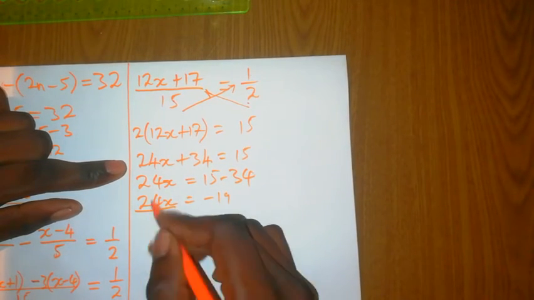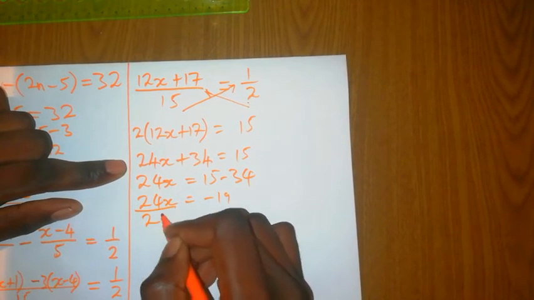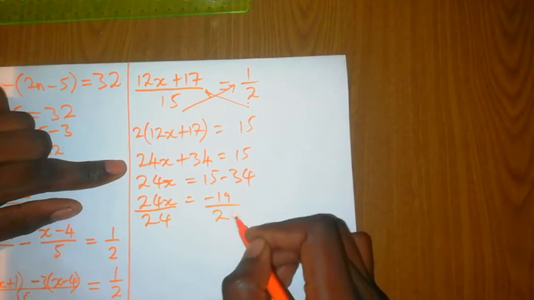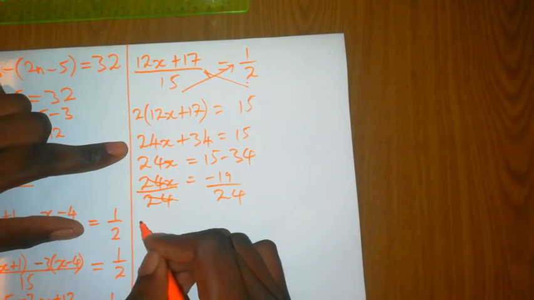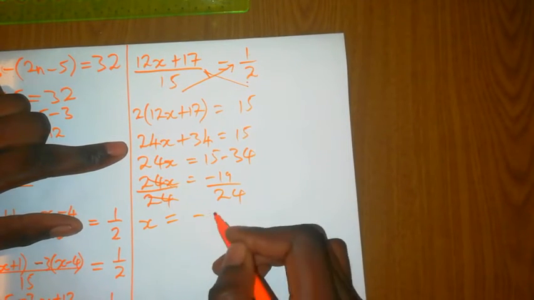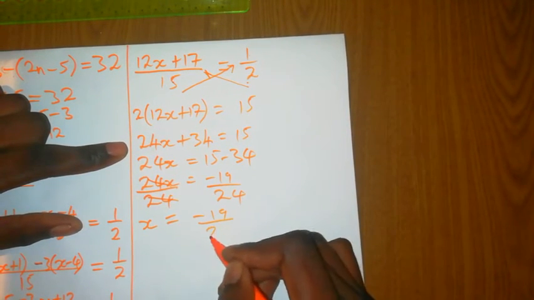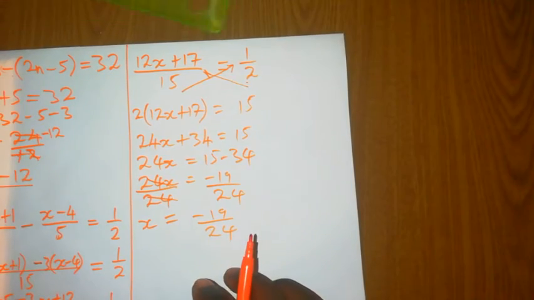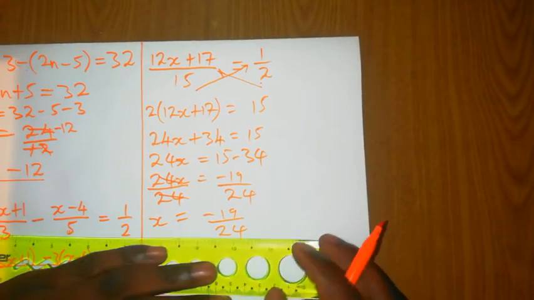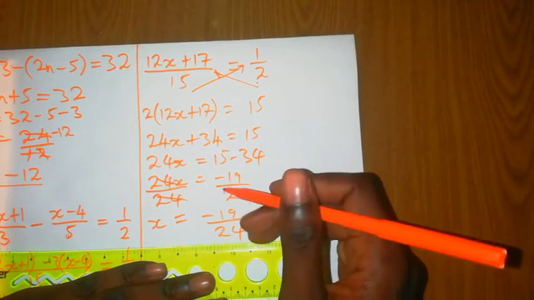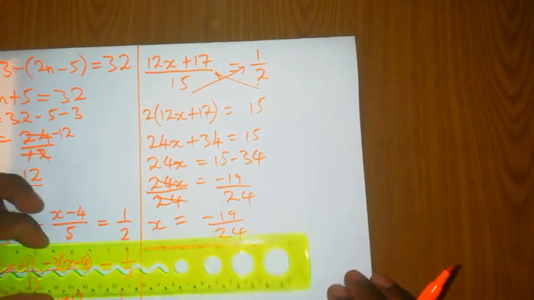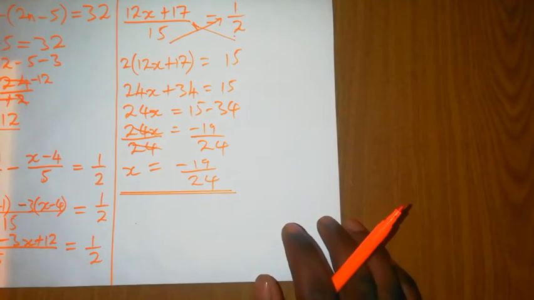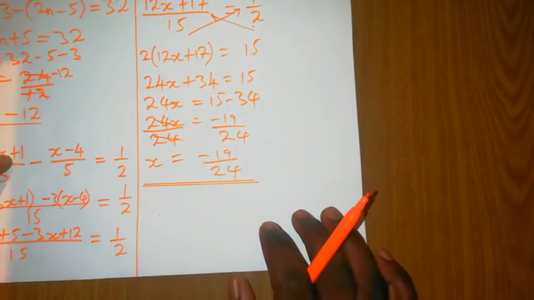24x is equal to negative 19. You divide both sides by 24. There's nothing you can do there. So yeah, that's your final answer. X is equal to negative 19 over 24. That's it. You'll be done with this method number 1. Then I can take you further to method number 2. We want to solve the same equation.